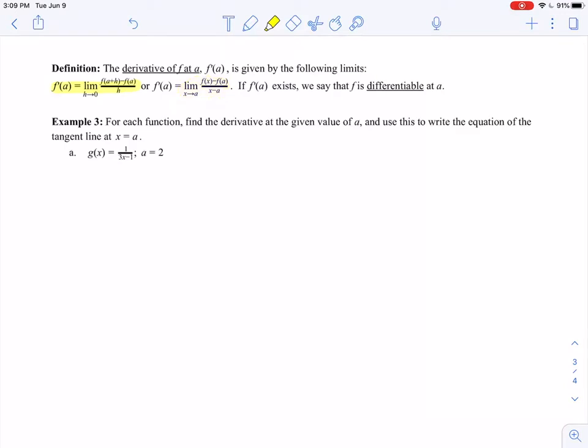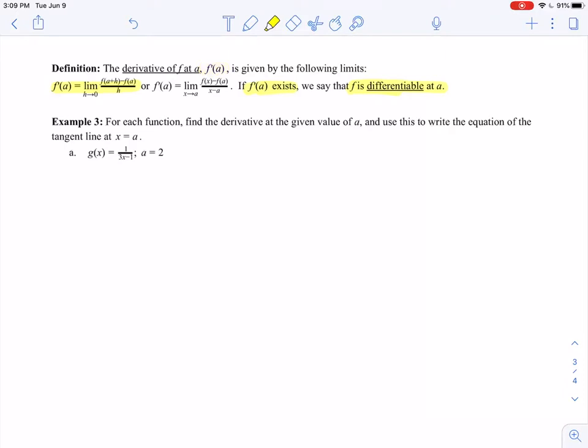One other term that we need to know here is that if f prime of a exists, we say that f is differentiable at a. So if I say that a function is differentiable at a certain point, all that I'm really saying is that the derivative of f at a exists. So another way of saying that is, well, f prime of a exists. So that's all that means if I say f is differentiable.